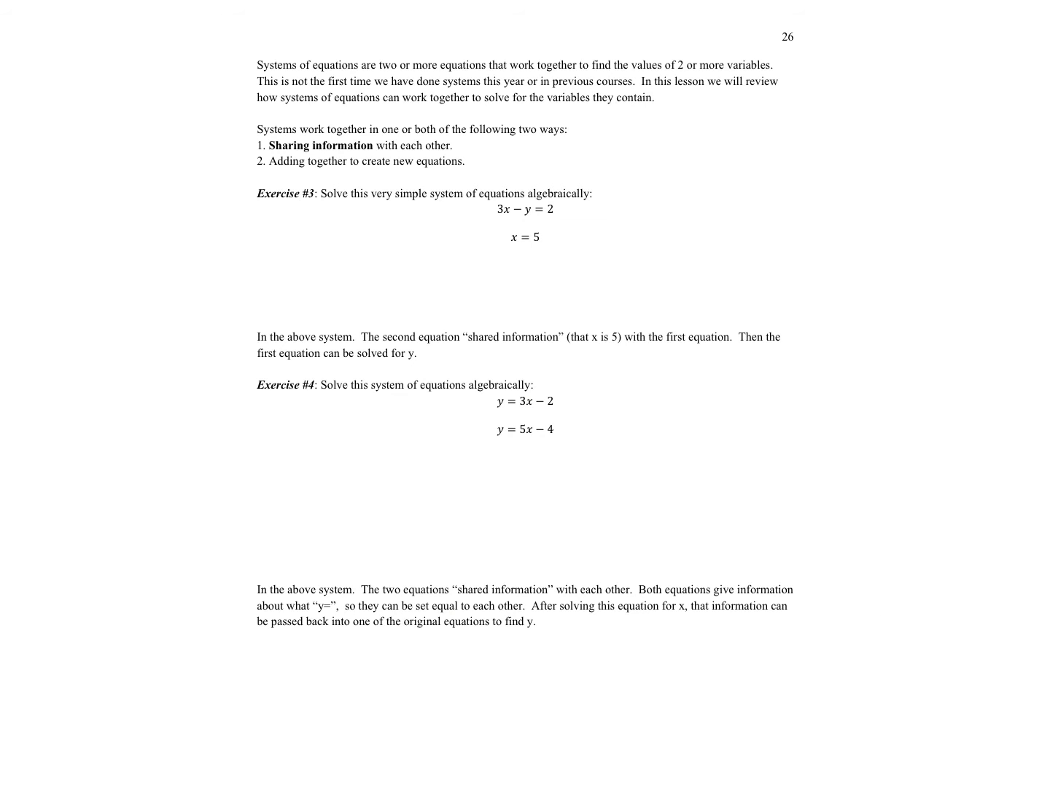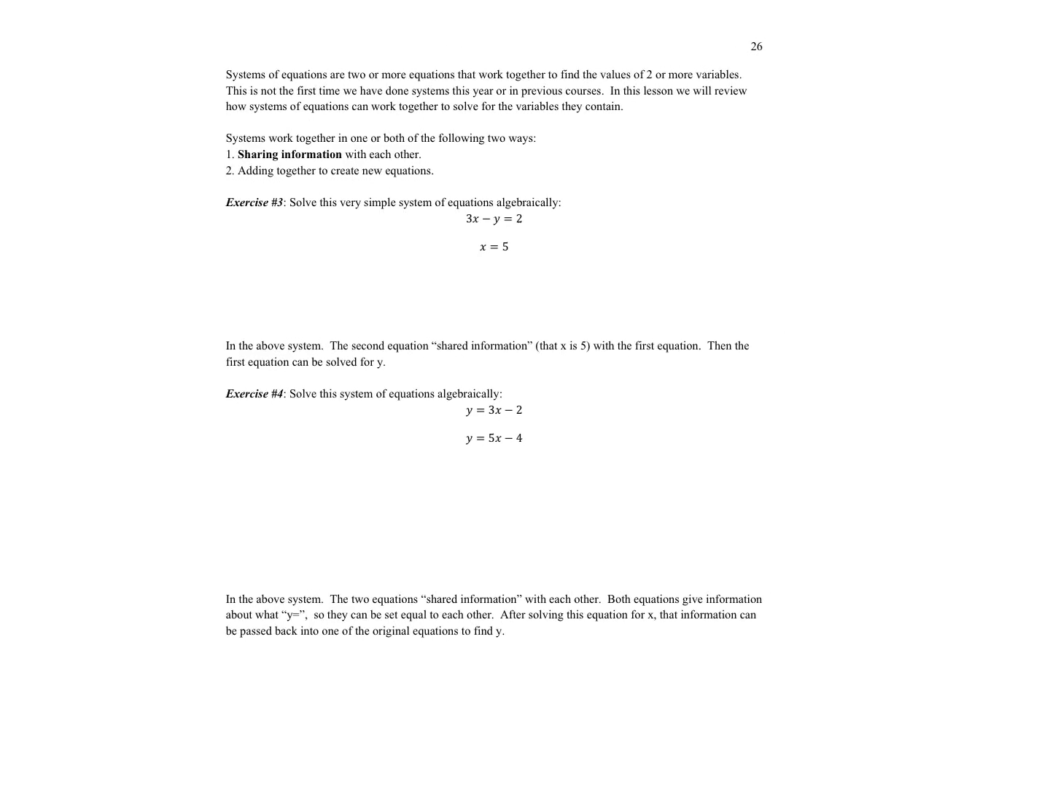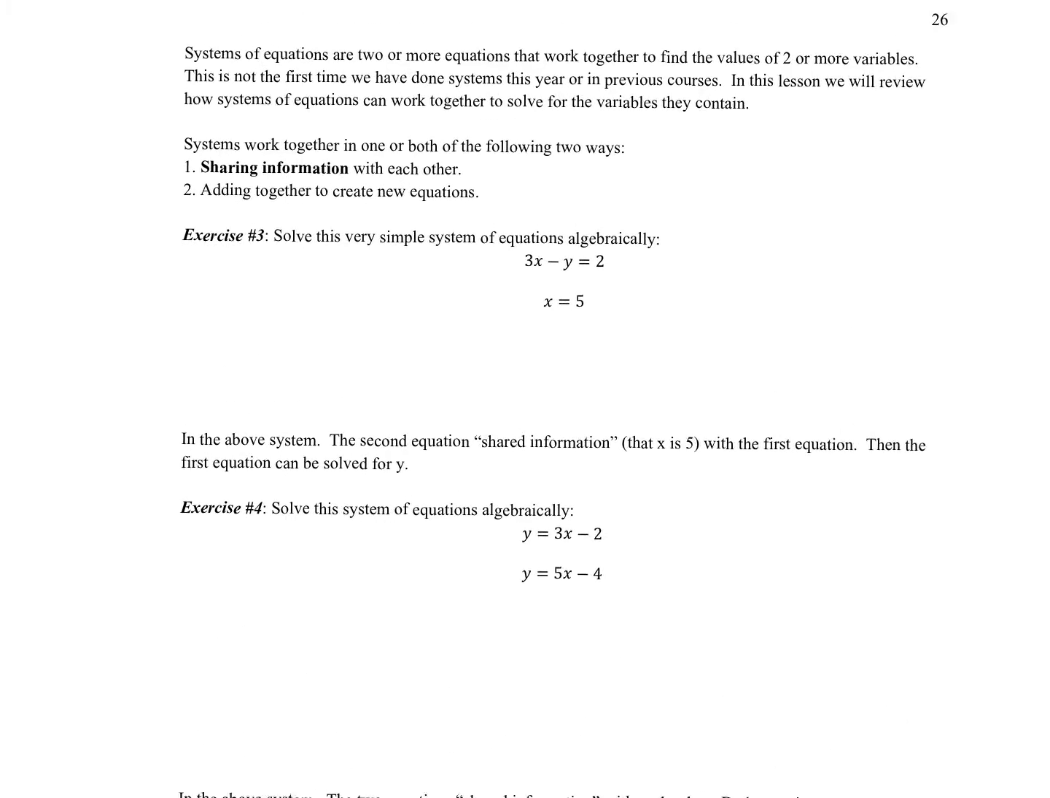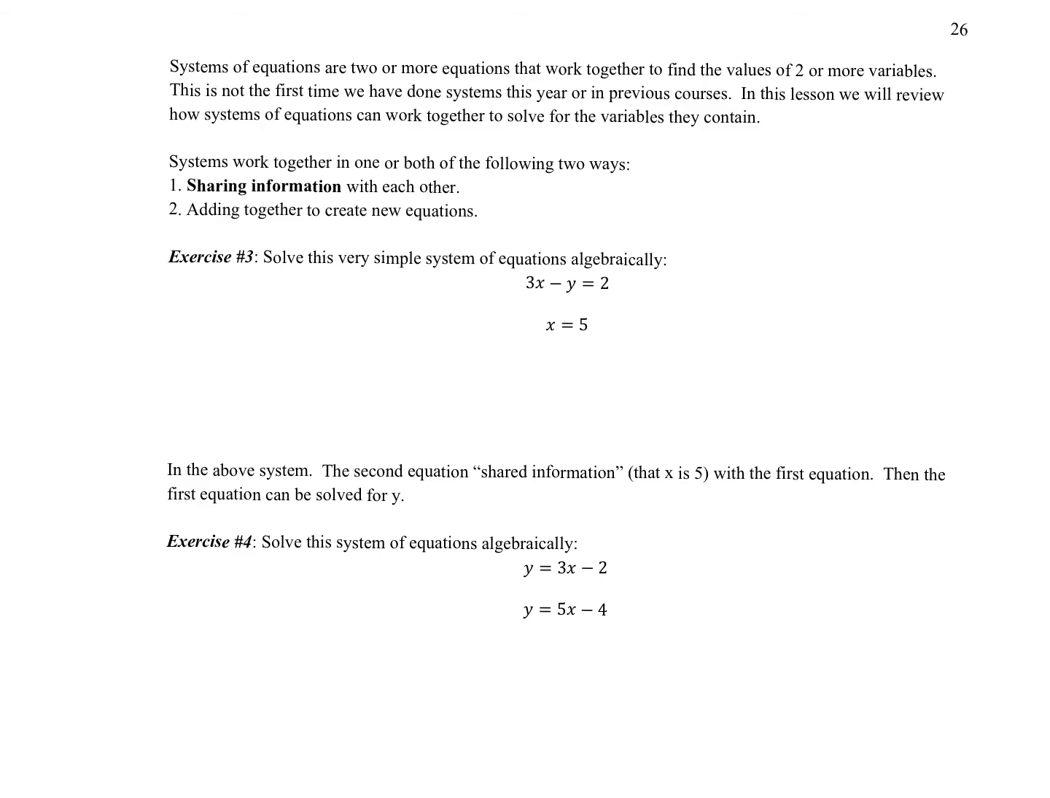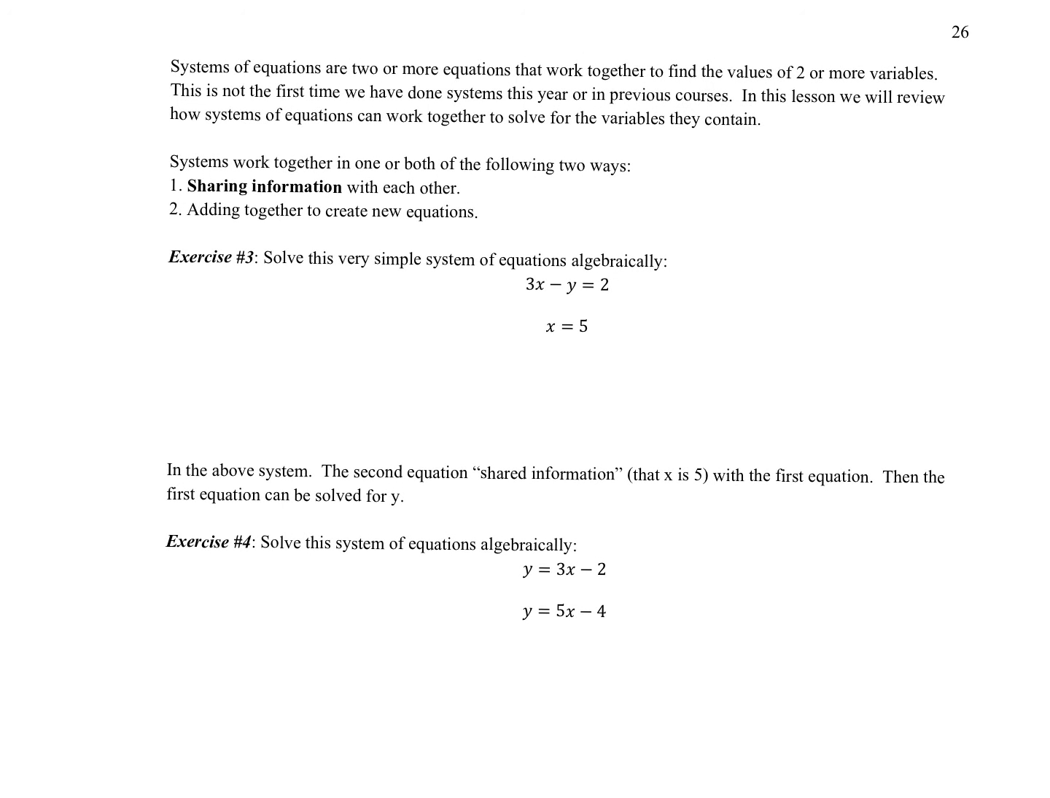Looking at the next page, that's why we end up having systems of equations. Any systems of equations you guys have done are basically, at this point, 2 equations with 2 variables. So when I have 2 variables, I usually need 2 pieces of information or 2 statements about equality to know what those values are. And systems, you have seen work together in one or both of the following ways. They can share information with each other, we'll see, and they can also be added together to create new equations.